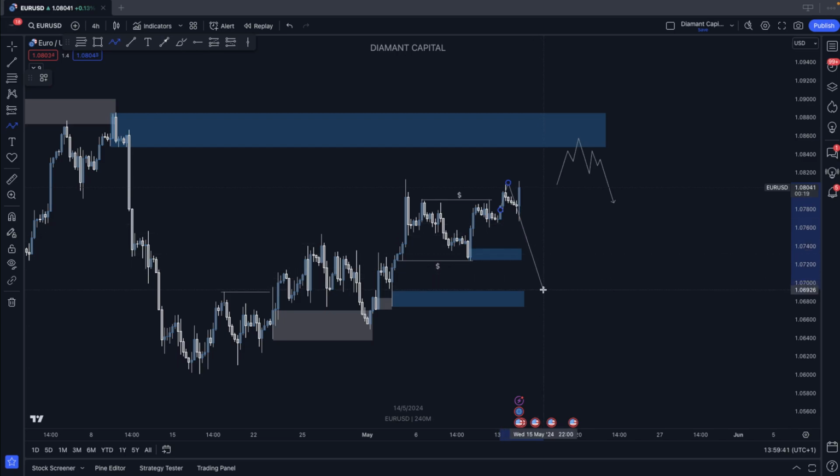At that point, I was expecting price to react to this area and then potentially to push upwards. However, this really does not matter. All that matters is you have the direction in mind. You can see that we are in this lower time frame trend, we are bullish.